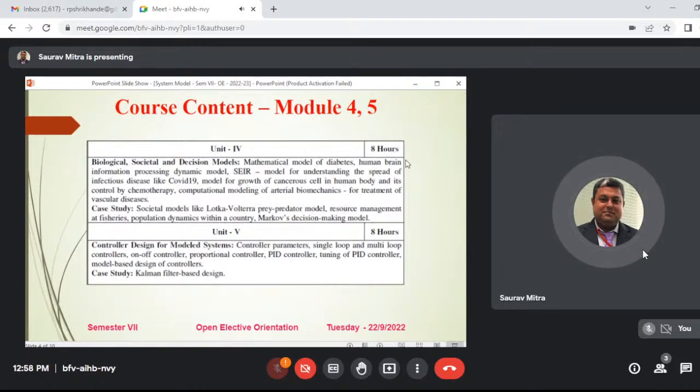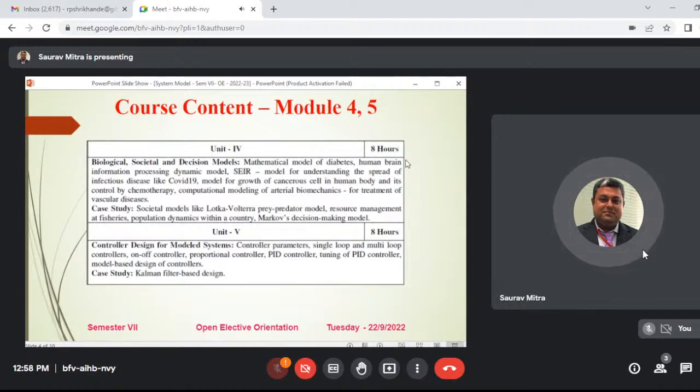Resource management in fisheries is the same thing. You are putting small fishes in the pond, and after 6-8 months you are taking out those fishes when they get bigger. So what should be the rate of fish insertion and fish taking out rate in the pond, so that you will always have yield from that fish pond? That is what we are going to see in this.